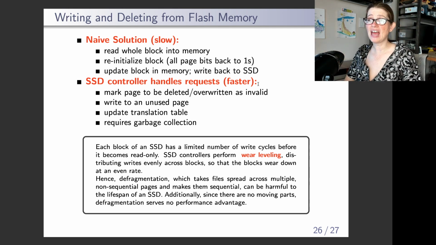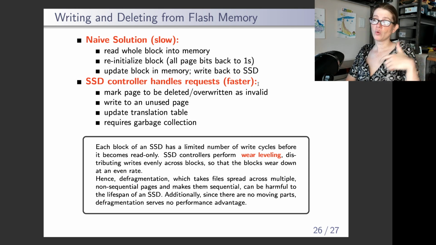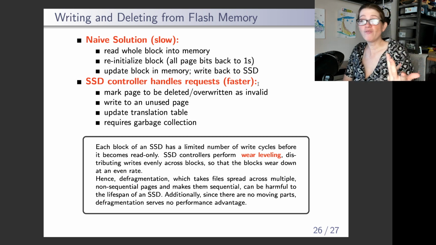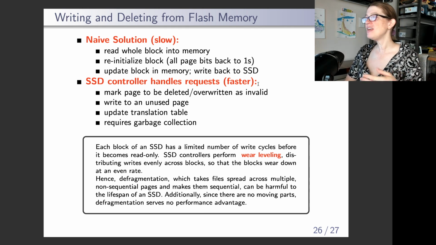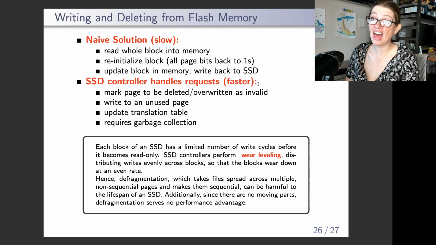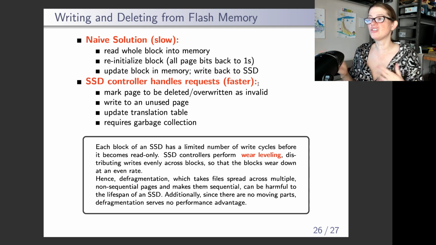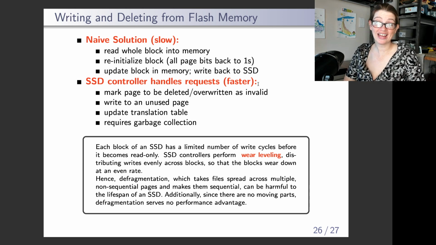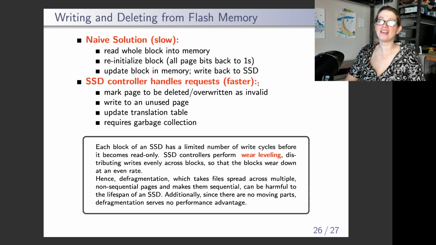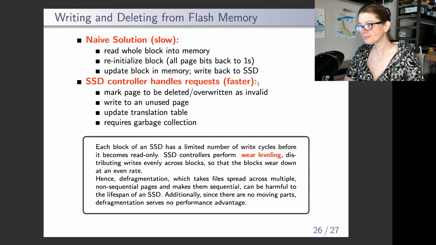That's a lot of steps. We've got to read into RAM, reinitialize the disk, update in RAM, and then we've got to write it back to the disk. This could be 4 megs, this could be 32 megs. This is not cheap. I mean, on today's computers, it's not bad, but if you consider how many operations are happening, this could actually add up pretty quickly. So smarter SSD controllers have tricks to try to avoid the naive solution whenever possible.